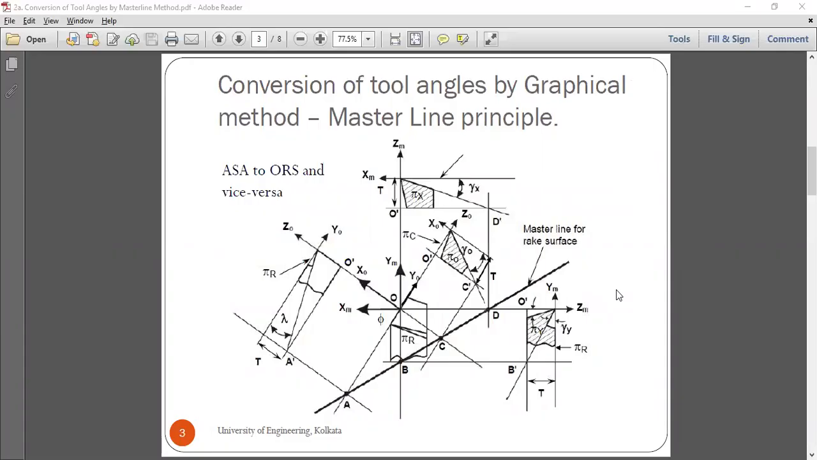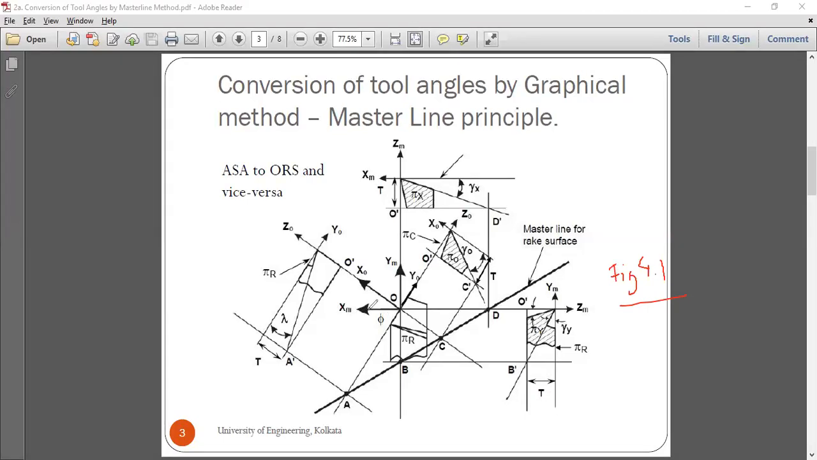Now, please try to draw this diagram. This is a very simple diagram. It may look complicated to you. However, it's very simple, as we can see that this is your tool, and this is the tool drawn on the pi r plane. And what we have done is we have tried to convert it from ASA to ORS and vice versa. So let us name this as figure 4.1.